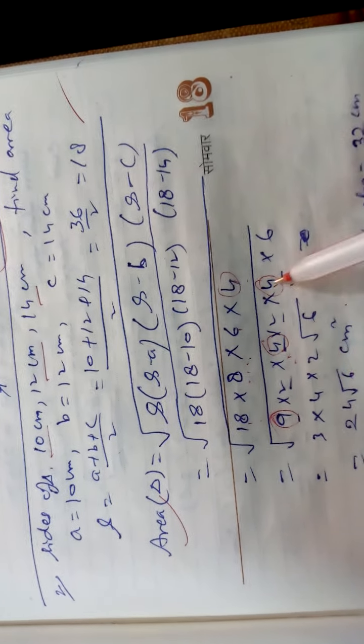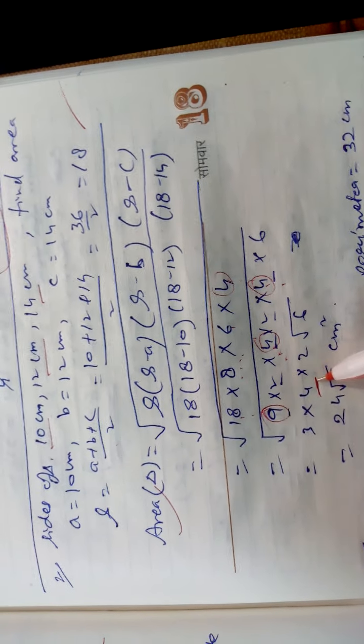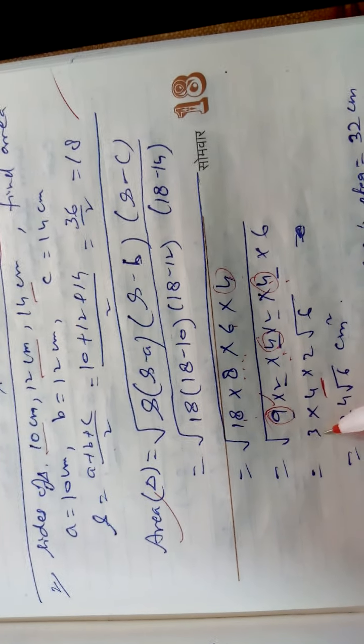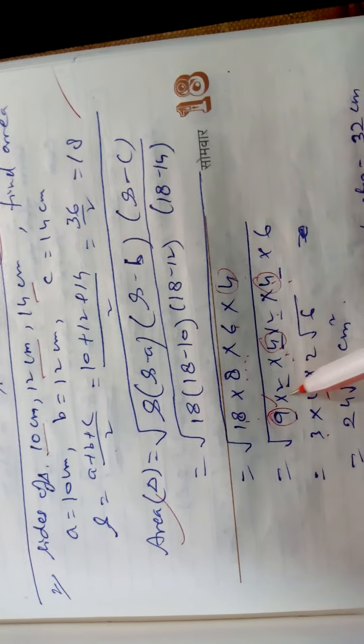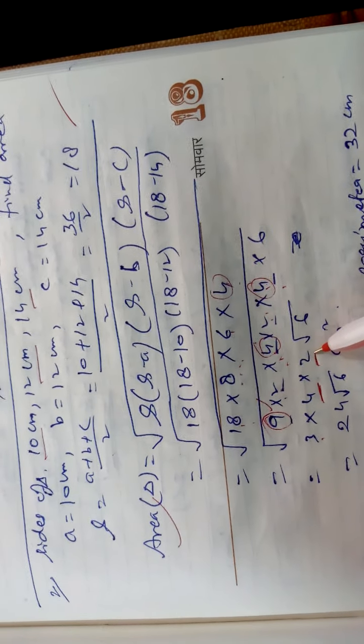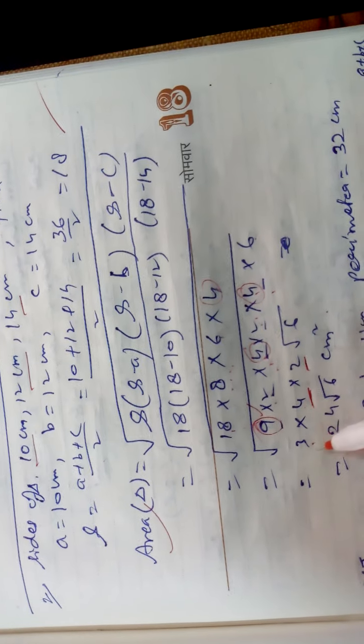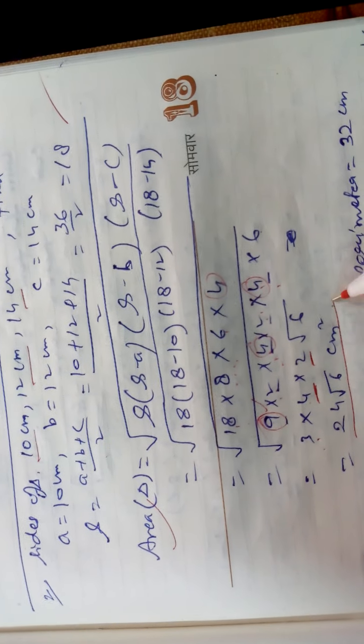So out of these 24, 14 I have written here. Square root of 9 is 3. Here what is left? 2 and 2. There is a 2 2. 12 is outside. 6 is left. 4 2s are 8, 3 8s are 24 centimeter square.